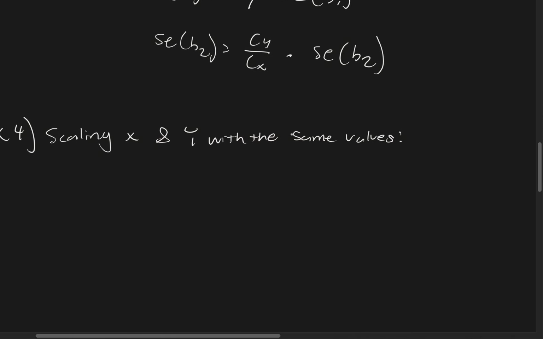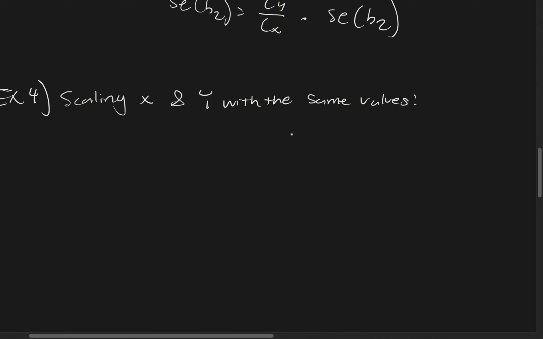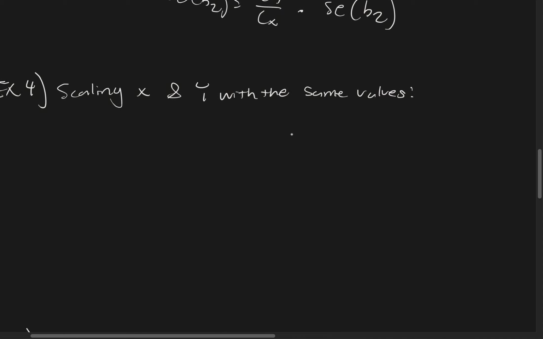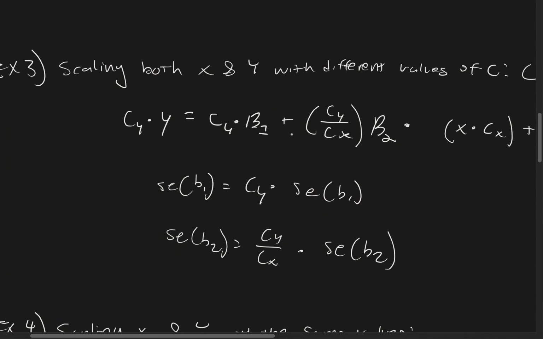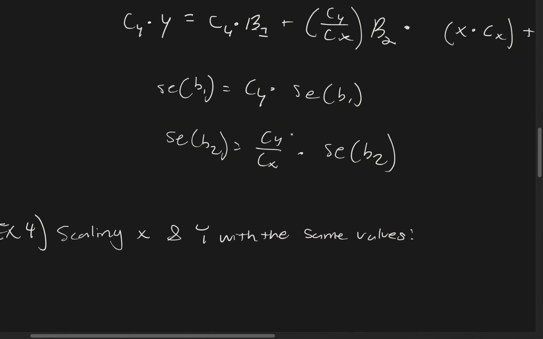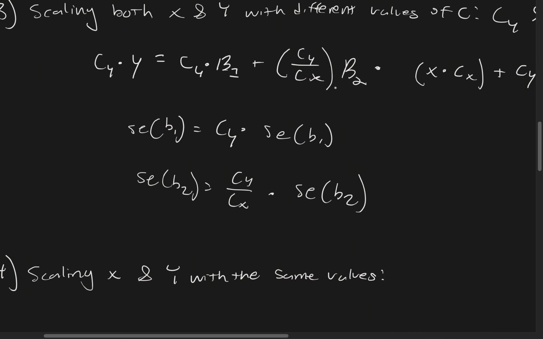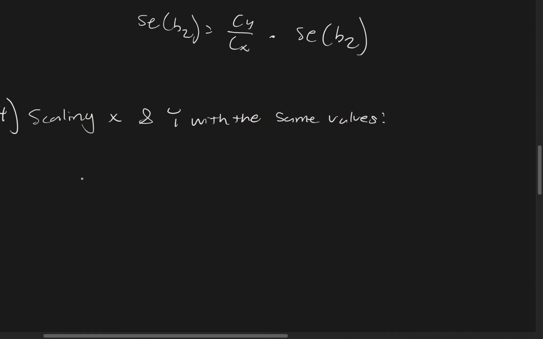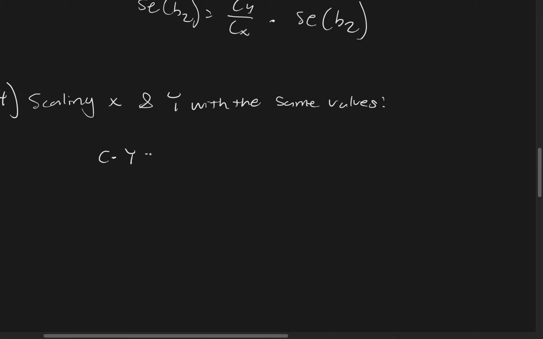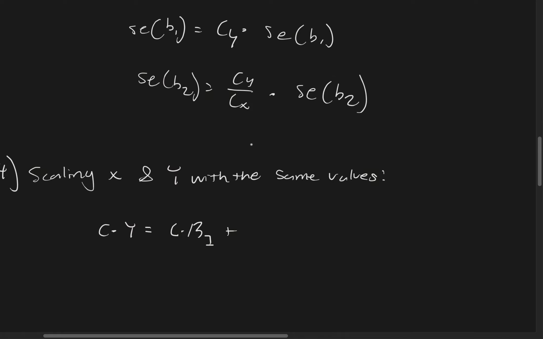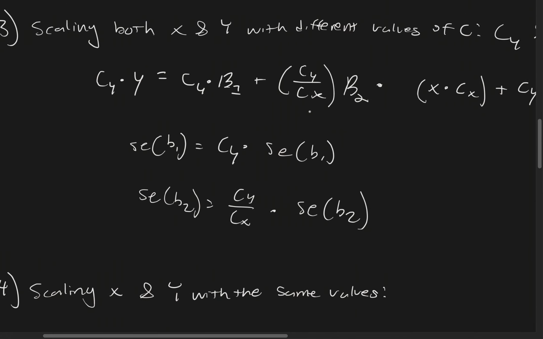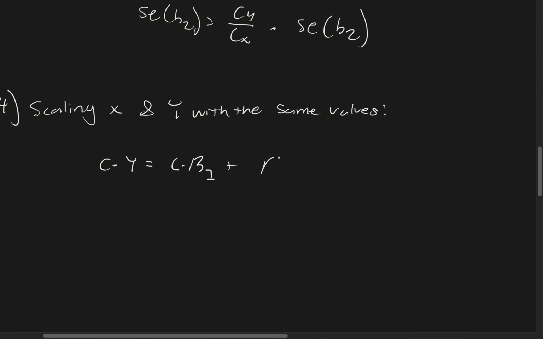All right, let's say we want to scale x and y with the same values. So we don't have to say cy or cx. We're scaling both at the same time. In that case, it would look similar to this, except right here, the beta 2, because they're the same values, we can just ignore the fraction here and say this is a 1. So c times y, beta 1 is still multiplied, but because these are the same values for beta 2, we can just ignore that and say beta 2.